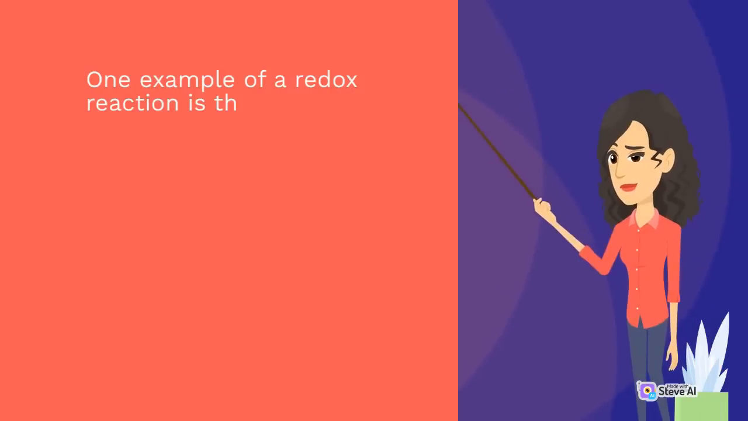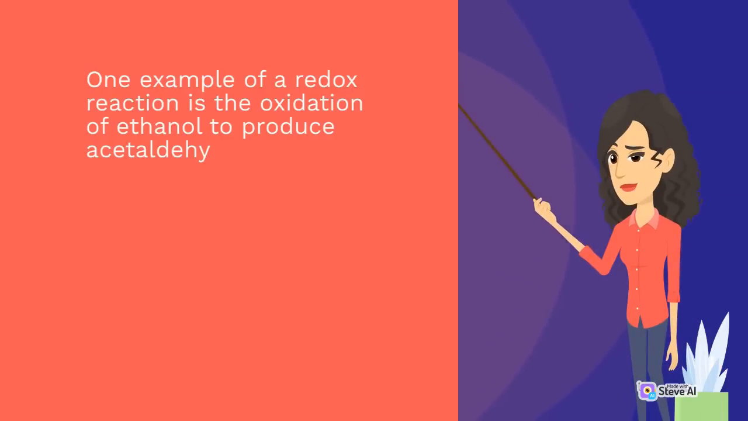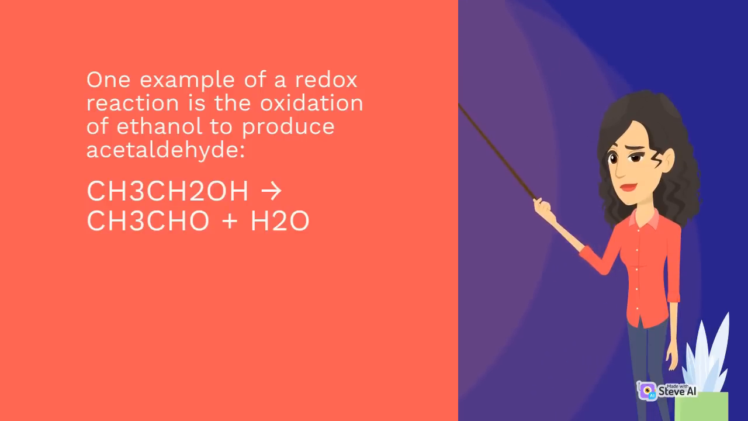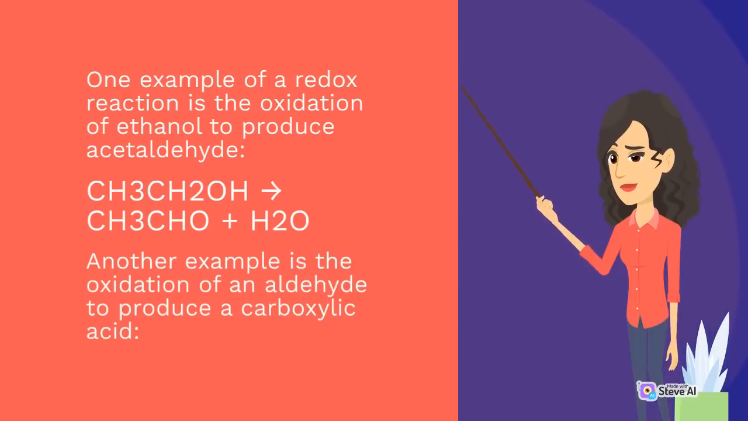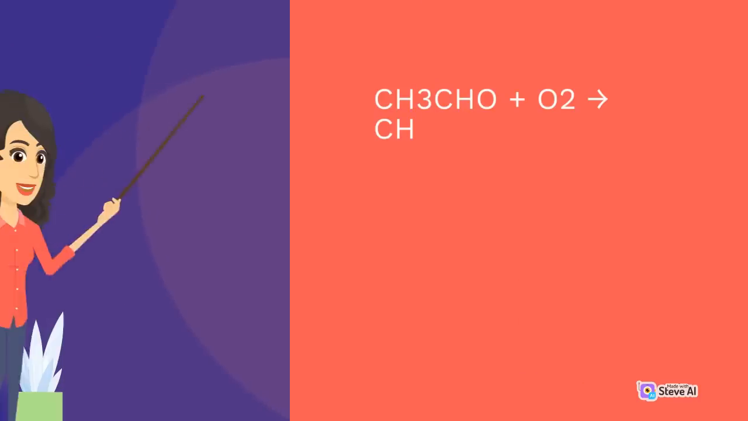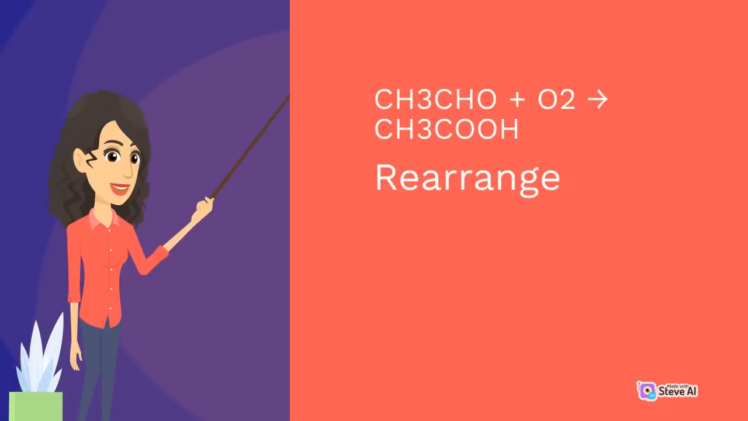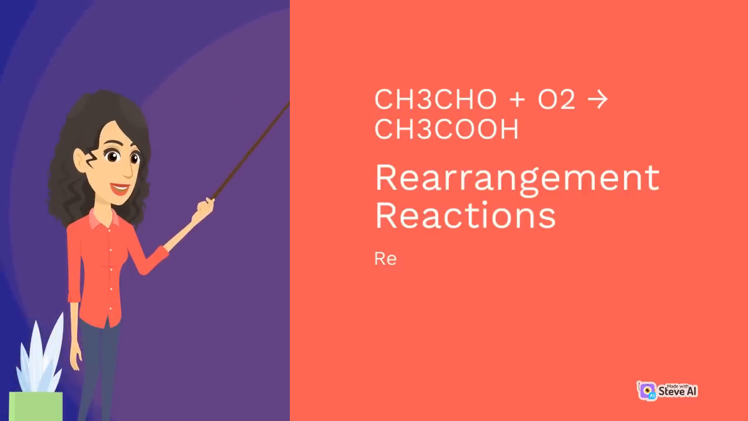One example of a redox reaction is the oxidation of ethanol to produce acetaldehyde. CH3CH2OH → CH3CHO + H2O. Another example is the oxidation of an aldehyde to produce a carboxylic acid. CH3CHO + O2 → CH3COOH. Rearrangement reactions.